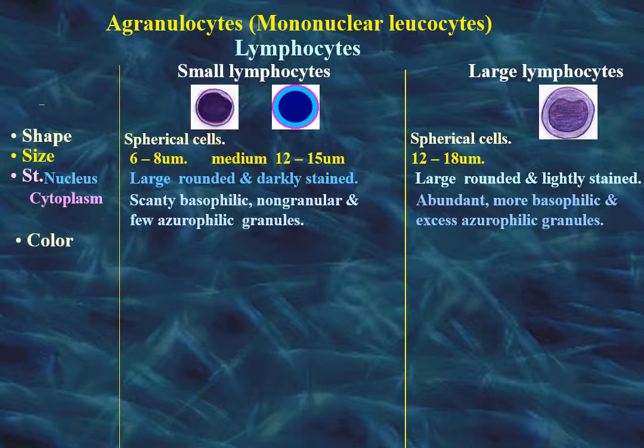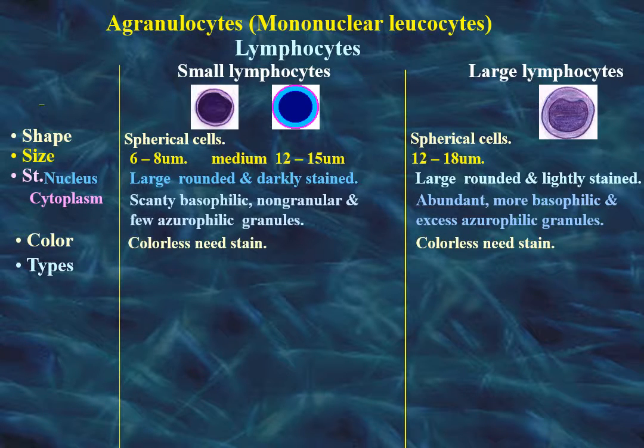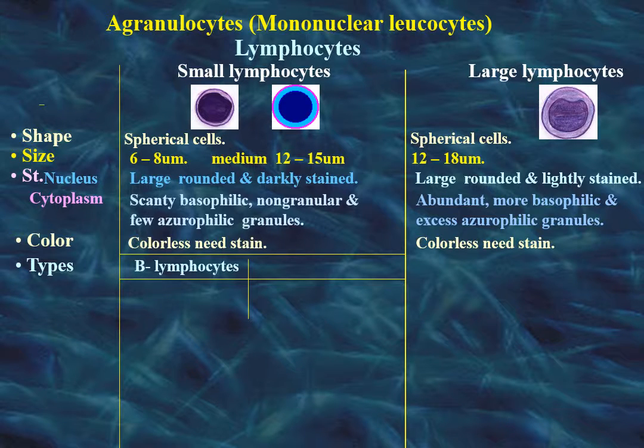Color. Lymphocytes are colorless, need to be stained for examination. Types. Small lymphocytes are a mixture of functional types, indistinguishable morphologically by ordinary means. The most common types are B lymphocytes and T lymphocytes, while large lymphocytes are only one type.